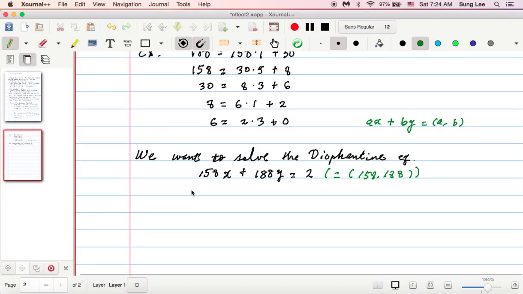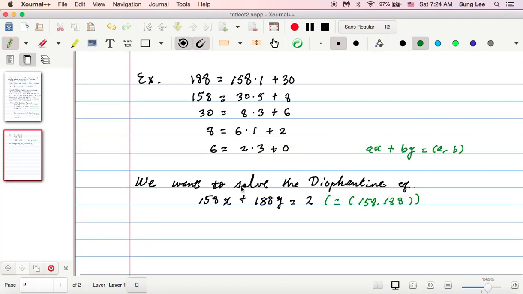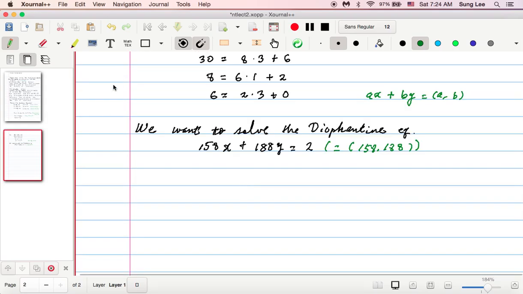Again, like I said, we can find a solution of this equation by working backward through this process. So we will start with the 2. I'm going to use a blue color in this case. Start with 2. 2 can be written as 8 minus 6 times 1.